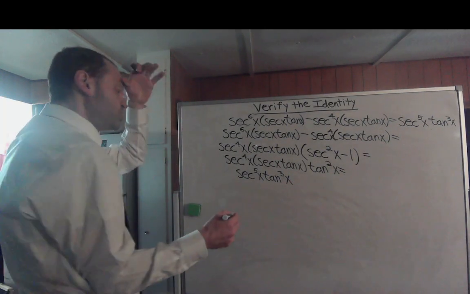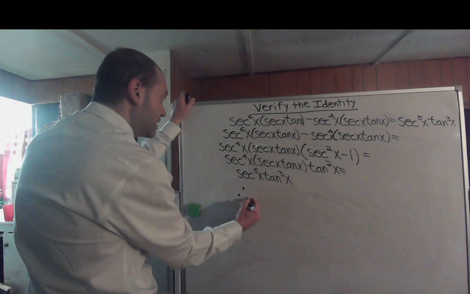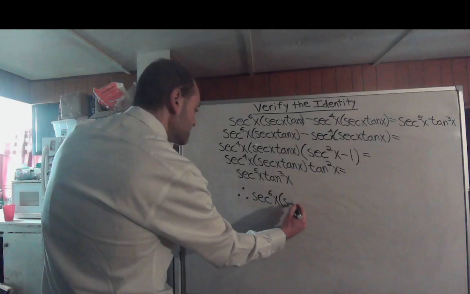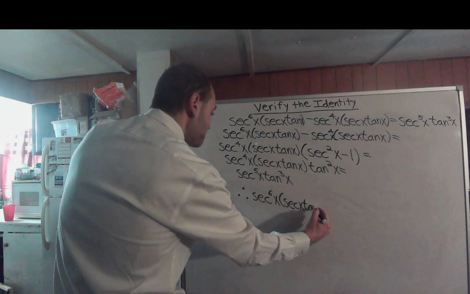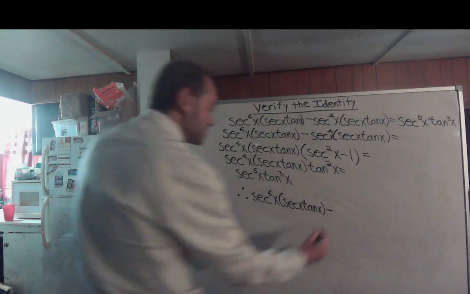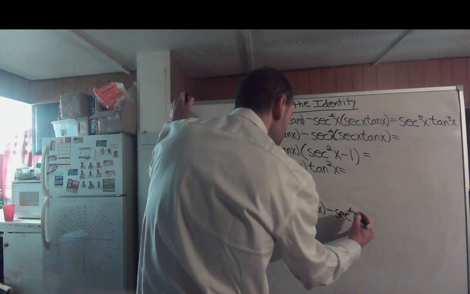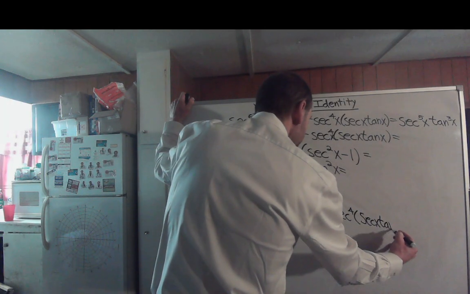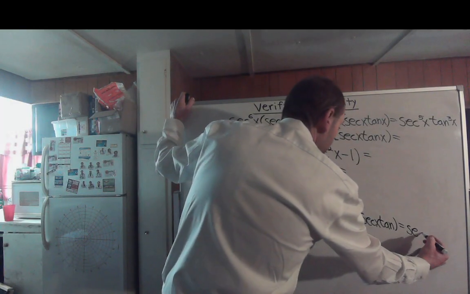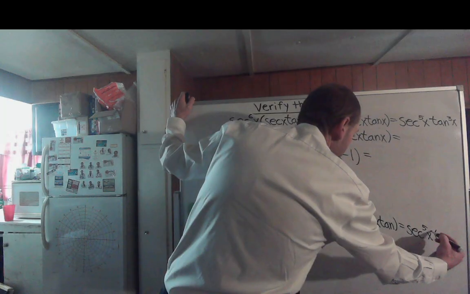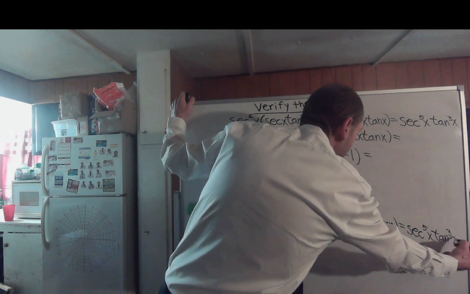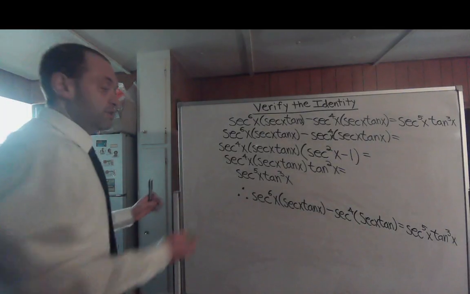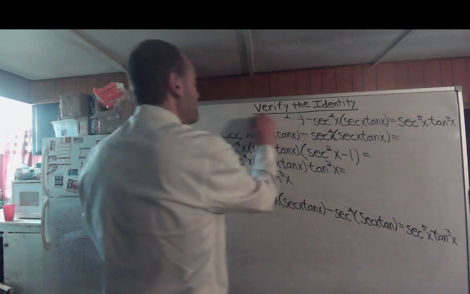So we've just achieved our desired result, so therefore we can say the secant 6 of x times the quantity of the secant of x tangent of x minus secant 4 of x times the quantity of secant of x tangent of x equals secant 5 of x tangent 3 of x. So yeah, that one was a little bit of a long identity, but that's exactly how you'd verify it, using your Pythagorean identities and factoring.